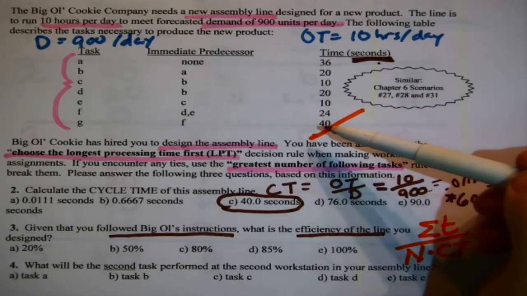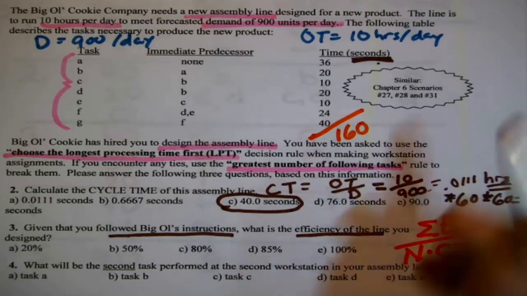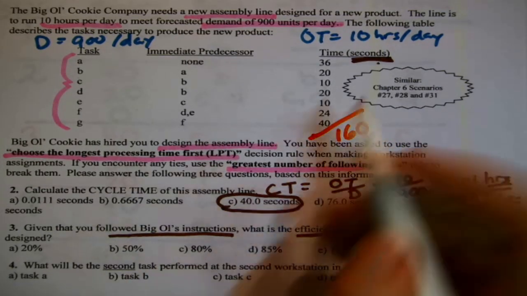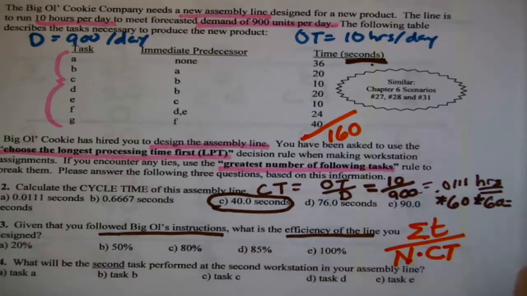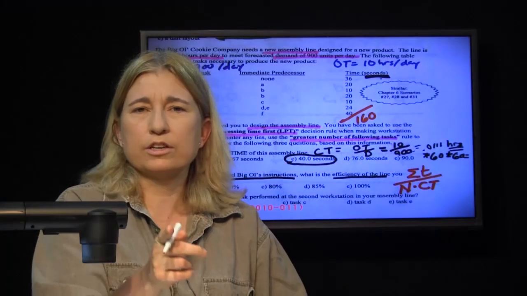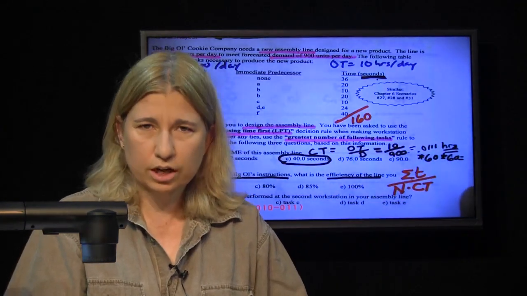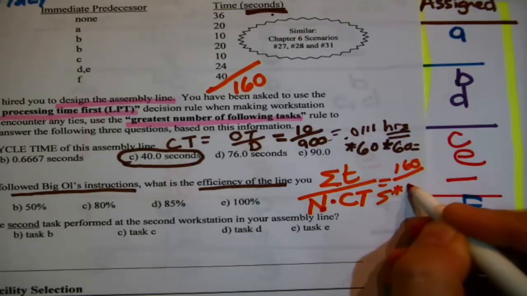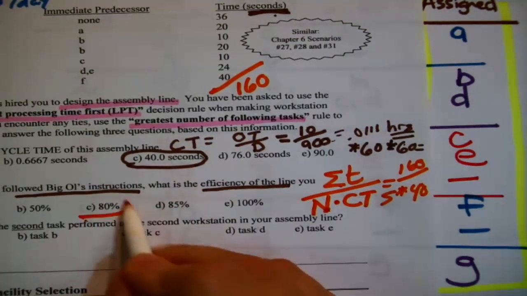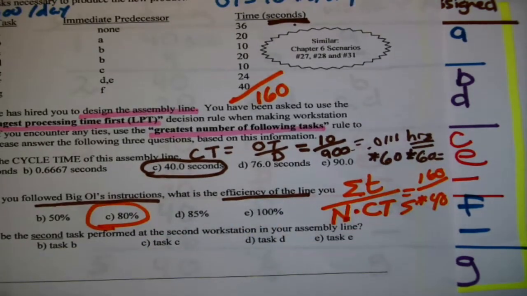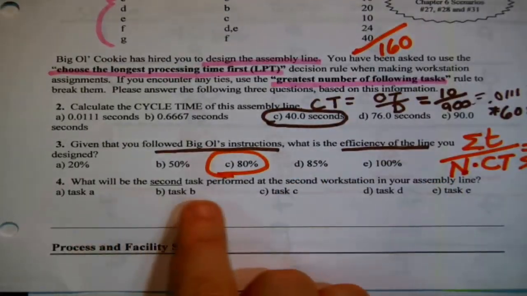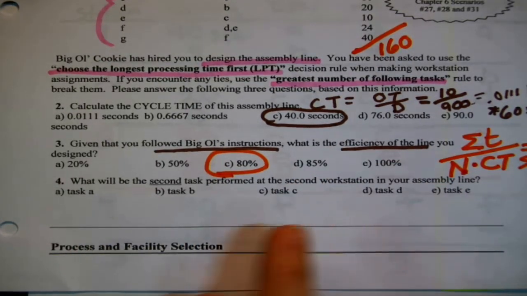Now wait a minute, the sum of the task times, we could have done that earlier if we wanted to, that's just the sum of all these numbers. I get 160. Oh, which has an interpretation all by itself, right? If you were working all by yourself assembling one of these things, it takes you 160 seconds because you've got to do all the tasks. Okay, that's the numerator. Now, the denominator, the number of workstations in our design. Well, that's 5, right? 1, 2, 3, 4, 5. Yeah, it's 5. Times the cycle time, which is 40. That's where we get 80%.